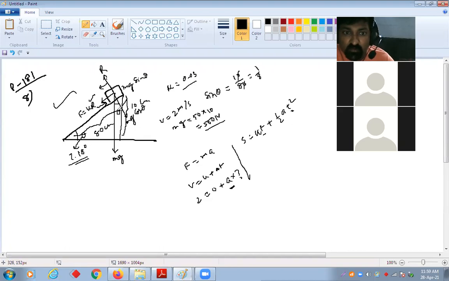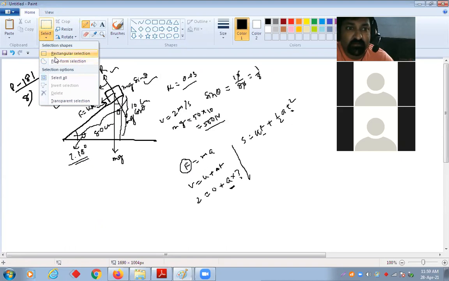A means definitely it was gravitational acceleration. This box is coming down through this slope under the force of mg sine theta. Mg cos theta is neutralized by the normal reaction force, but mg sine theta is the only force. So what is the amount of force you will get? Let me apply it here.